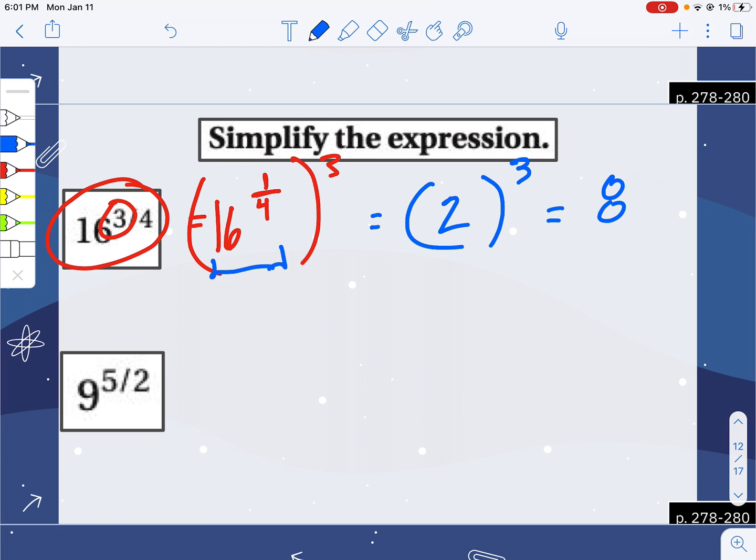So our goal in rewriting these is to try to get it into this form, where we have 1 as the numerator, because we can simplify that. We've practiced that, that's no big deal.